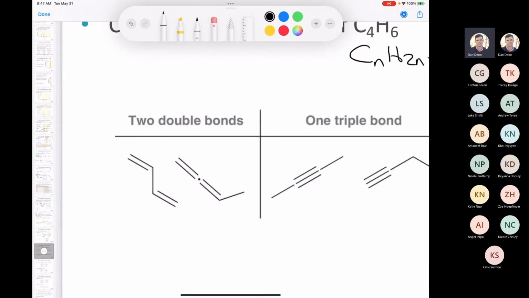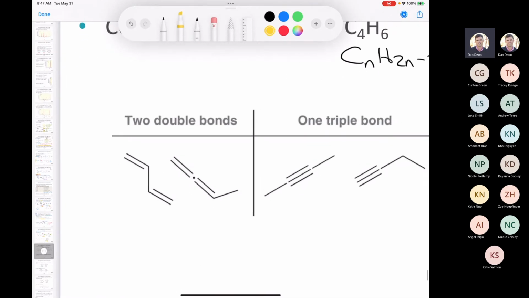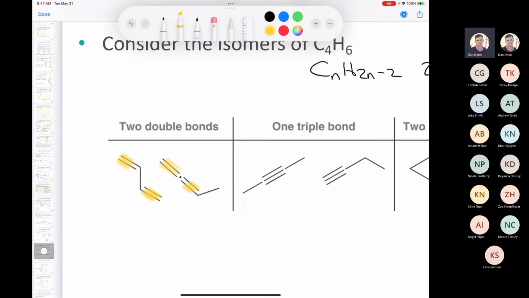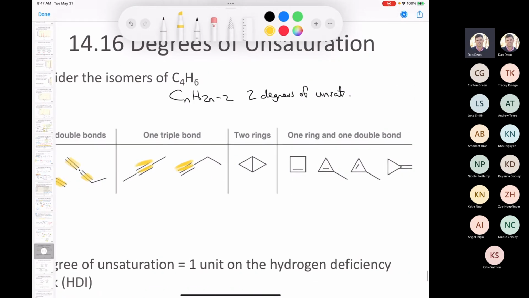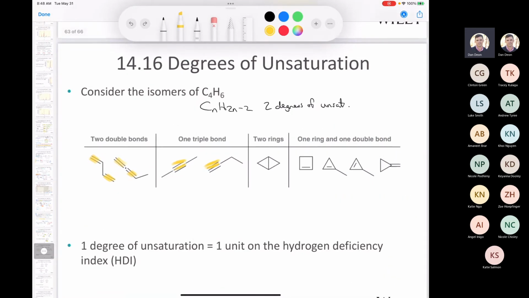We could either have 2 double bonds. This counts as a unit of unsaturation, so 1, 2. You could have them conjugated. They could be accumulated like this. So we have 1, 2 here. What else? You could have a triple bond because you've got 2 pi bonds in every triple bond. You could have 2 rings fused together like this, or you could have a ring and a double bond. So all these different possibilities. So just because you have the molecular formula of a compound doesn't necessarily mean you have the structure.